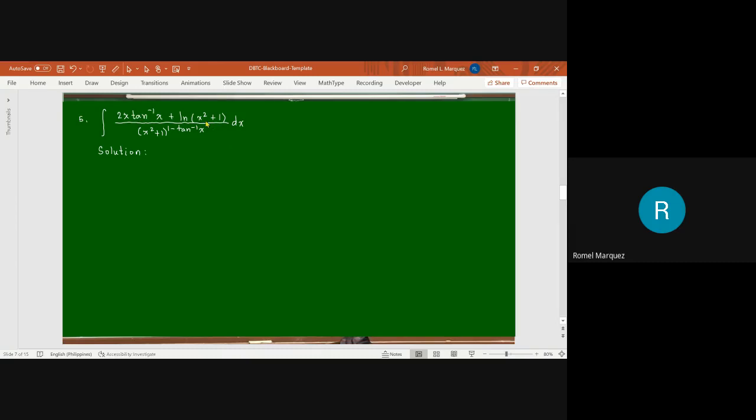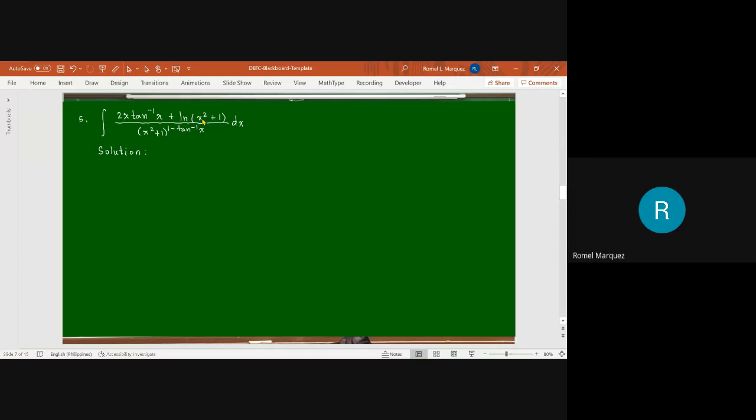If you take the derivative of arctangent of x, it will have a denominator that is looking like x squared plus 1. What about the ln? If you take the derivative of ln of x squared plus 1, you will also have a denominator looking like x squared plus 1. Did you get my point, children? Yes po. So we need splitting, na? And how to split? That's the challenging part. How to split?